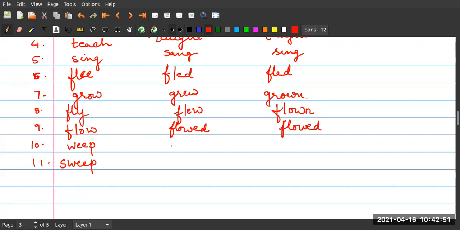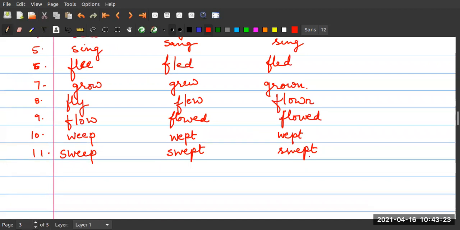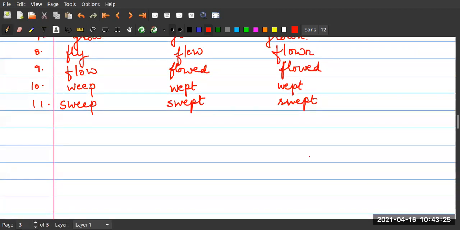Ma'am, sleep, slept, slept. Swept. Okay, sweep, swept, swept. Sweep matlab pochna. The maid sweeps the floor. Okay.